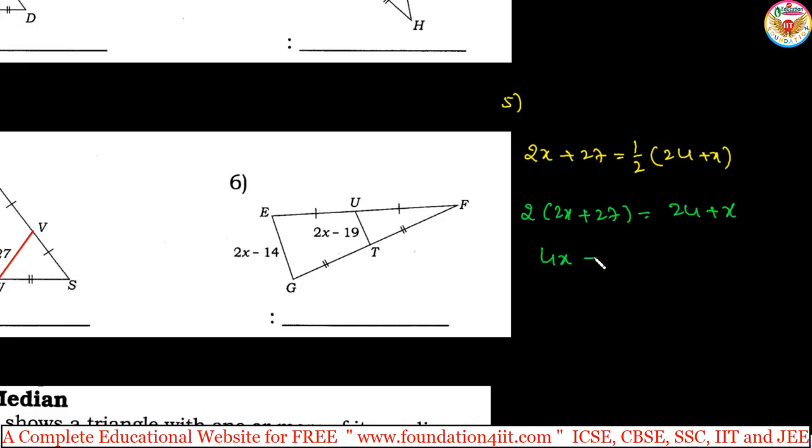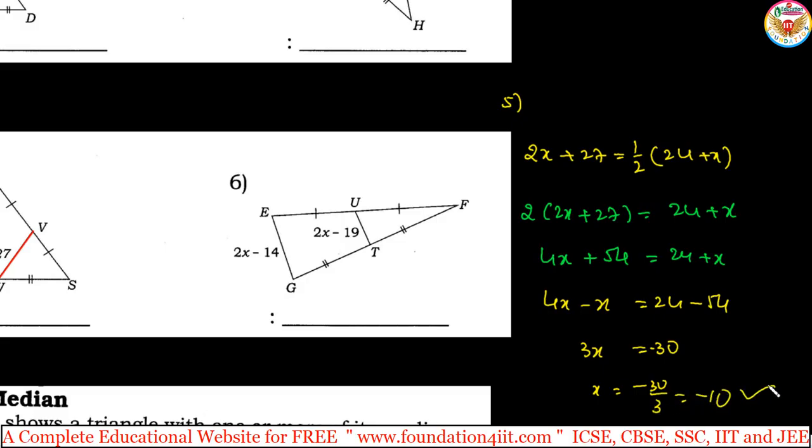So this is 4x plus 27 into 2, so 54, equals 24 plus x. Take the terms to one side. 4x minus x is equal to 24 minus 54. 3x is equal to, okay, this is 24 minus 54, so minus 30. Then x is equal to minus 30 divided by 3, that is minus 10.